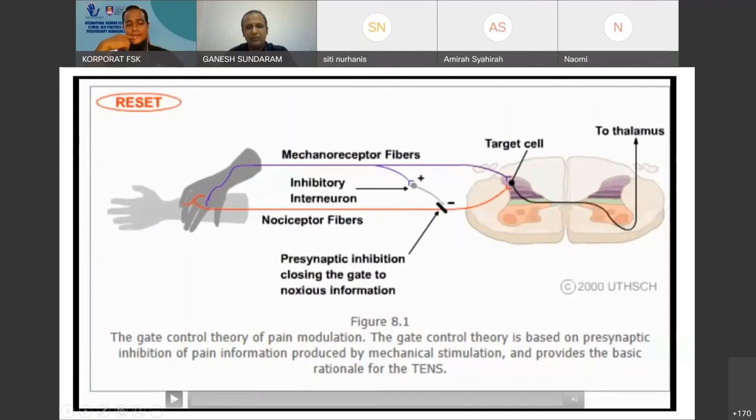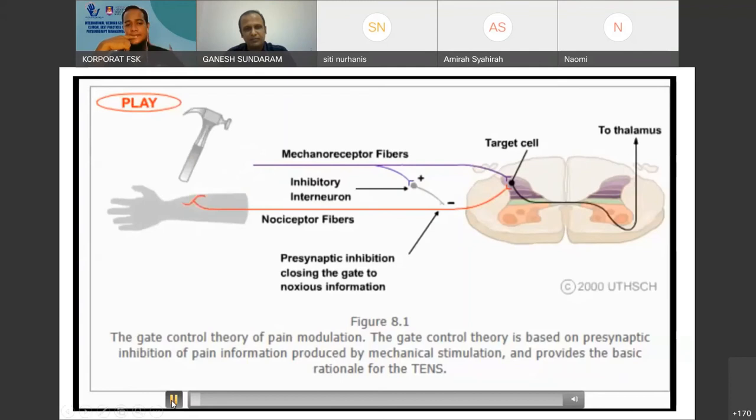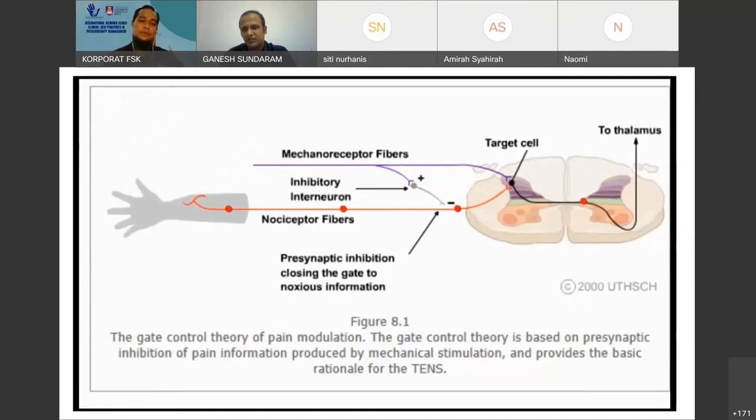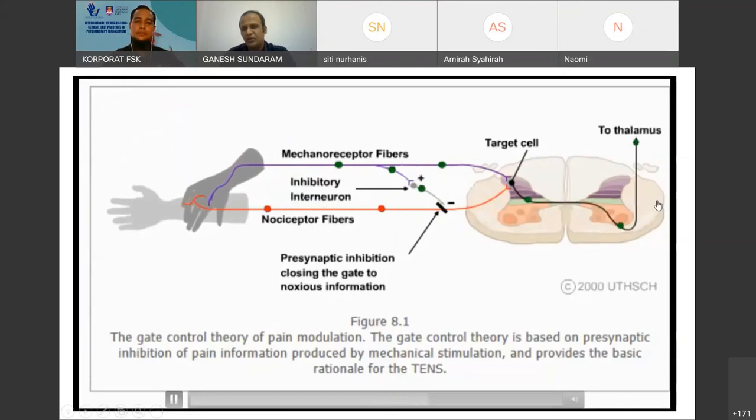I'll play this again for the nociceptor fibers. Click, pain, the red dots move from target cells to the thalamus, red dots running down fast to the thalamus, going to the brain, start with the green. Now you can see there are no red dots here. So no more pain feeling here.